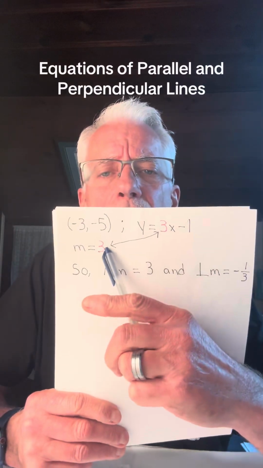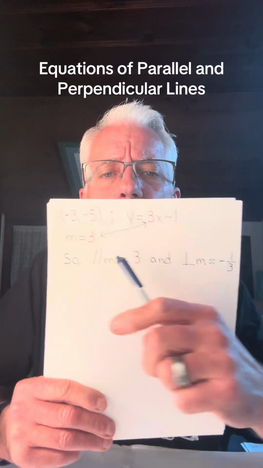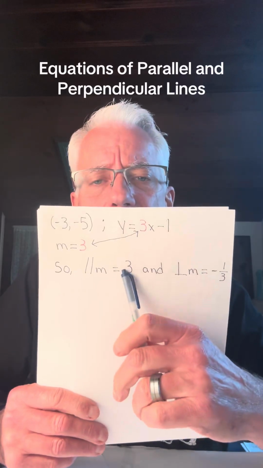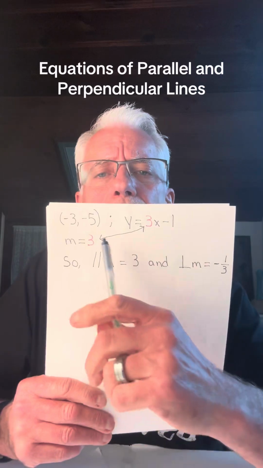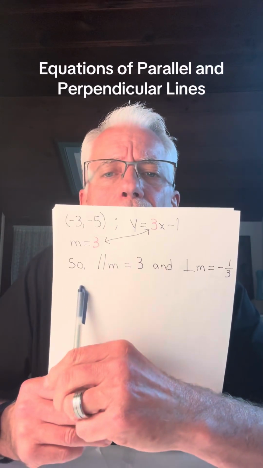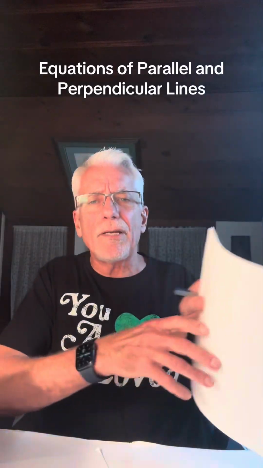So there's my slope. Parallel slope is the same. And this is 3 over 1, so I flip it, make it 1 over 3, and it's opposite. Since that's positive, this is negative. So negative 1/3. Remember, y equals mx plus b. The parallel one is going to be y equals 3x plus b. For the perpendicular, it's going to be y equals negative 1/3 x plus b.